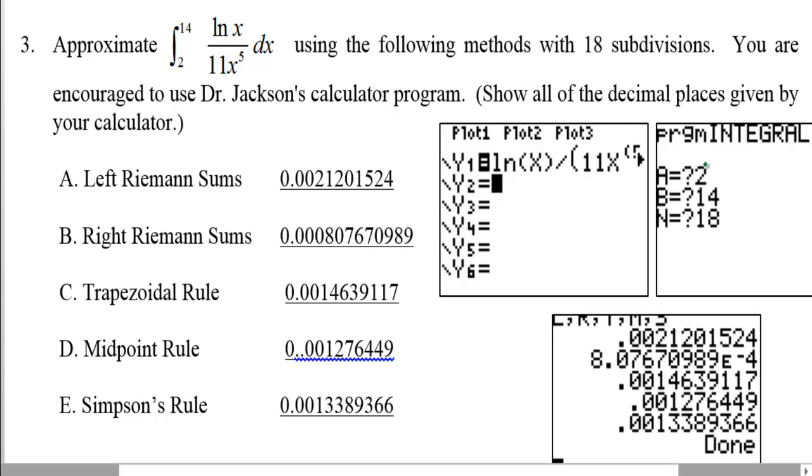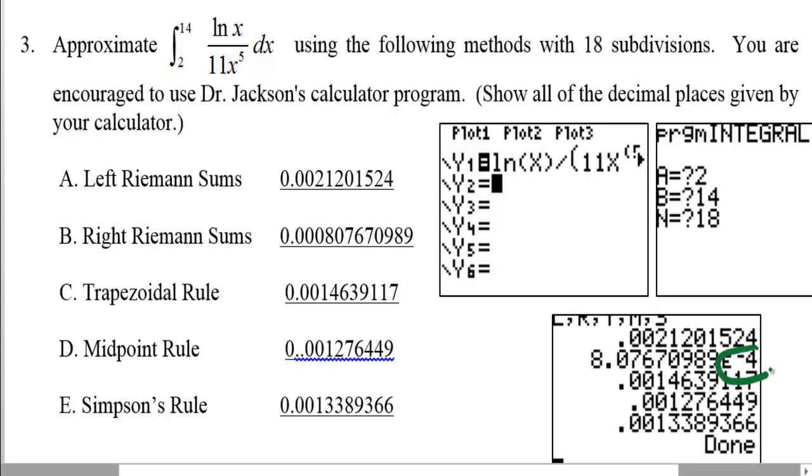If you see my earlier notes and put in this calculator program, you start by putting the function in y1 that you want to integrate, the integrand we call it. So ln of x divided by 11x to the 5th, don't forget the parentheses around the denominator there, and be sure you close parentheses on the logarithm as well. Then we run the program called integral, and it asks for a, which is our left endpoint, which is 2, b, which is the right endpoint, which is 14, and n, which is 18. And then it will produce left, right, trapezoid, midpoint, and Simpsons.